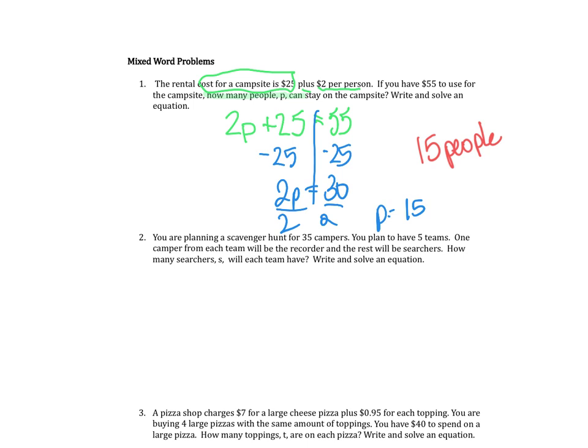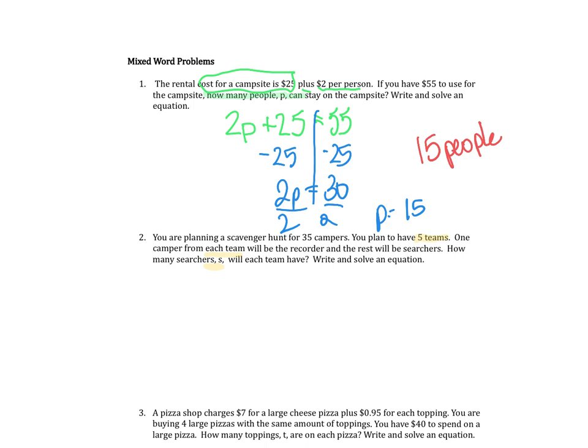You are planning a scavenger hunt for 35 campers. You plan to have 5 teams. Now, teams is a key word here, 5 teams. 1 camper from each team will be the recorder, and the rest will be searchers. So 1 camper from each team will be a recorder, and the rest of the campers on that team will be searchers. So how many searchers, S, will each team have?